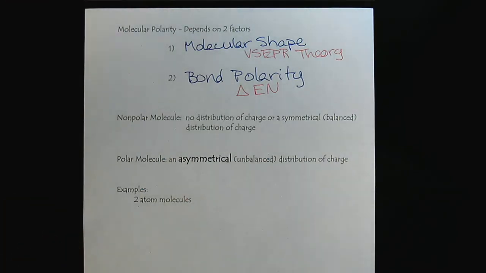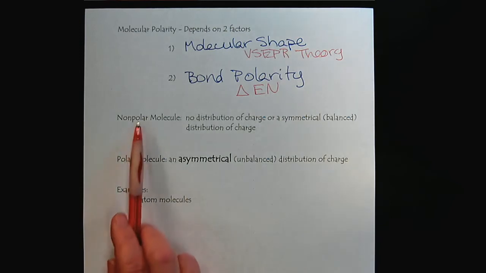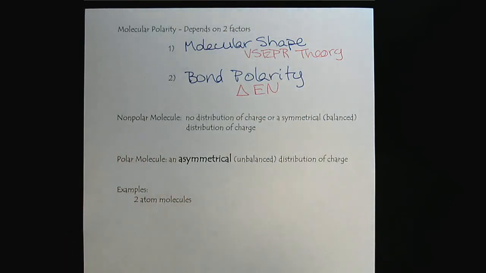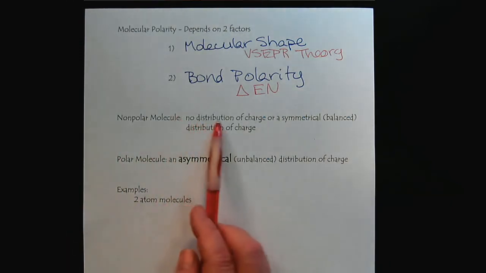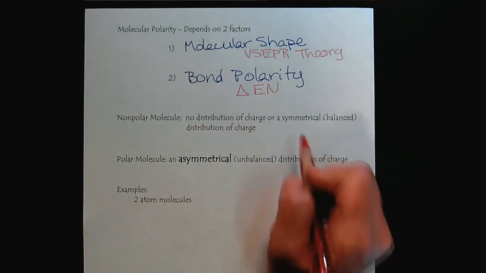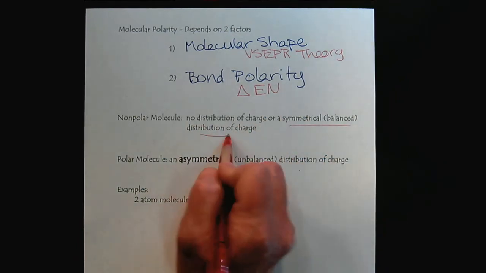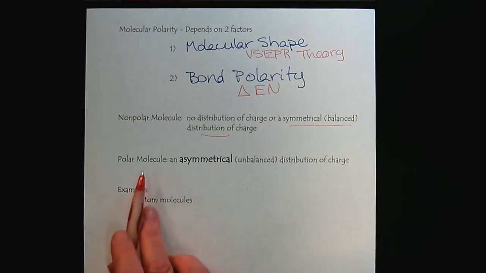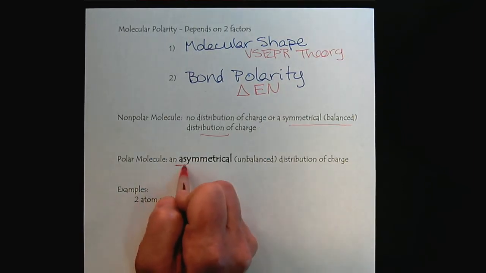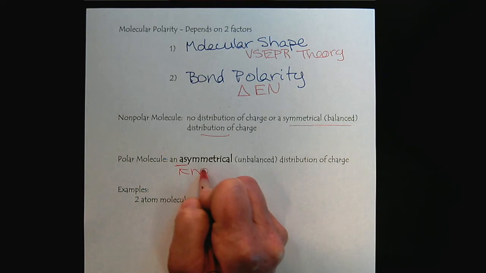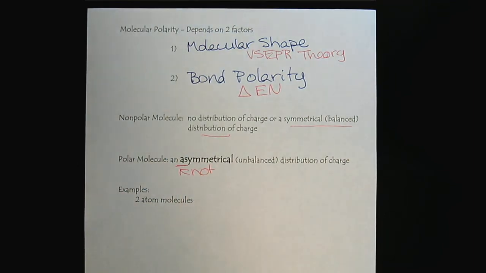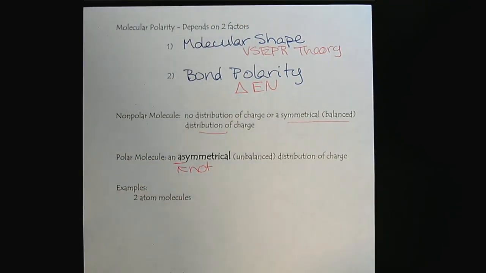So we're going to take everything we've just learned about bonds and now apply it in three-dimensional space. So a nonpolar molecule is just like a nonpolar bond. There's no distribution of charge, or it's symmetrical and balanced. Versus a polar molecule, right? Asymmetrical means not symmetrical. Distribution of charge.